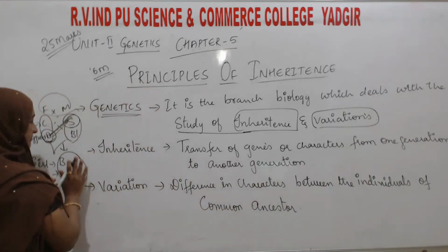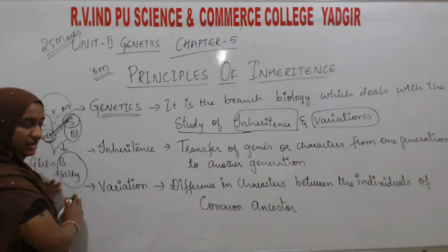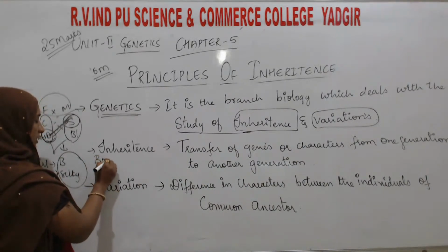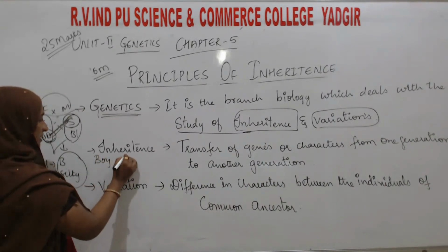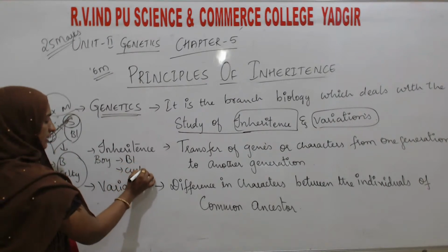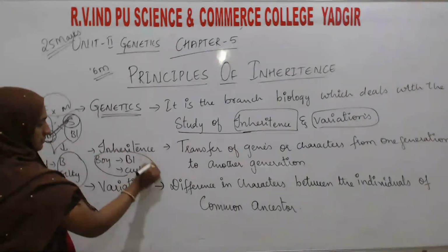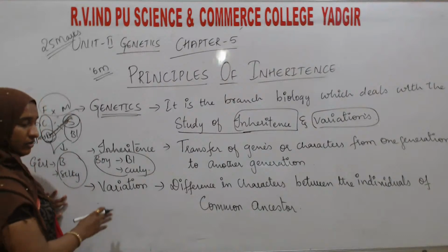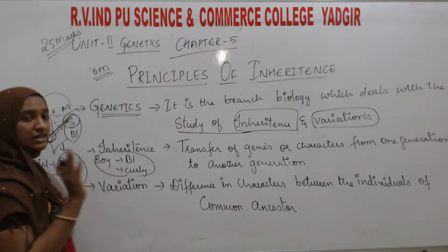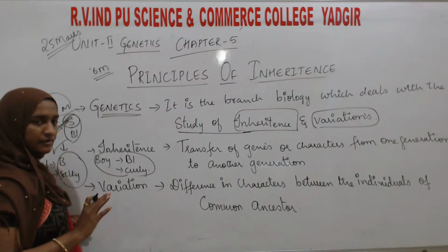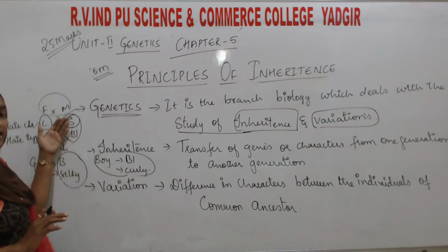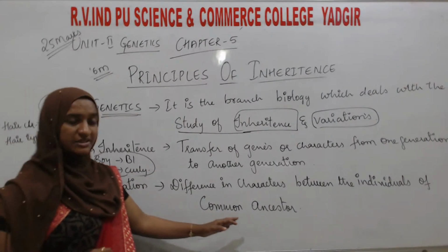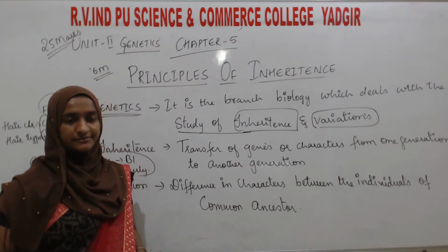Common ancestor means, here we have taken the girl child. One more, that is a boy child, who will be having a black color and curly hair. So they both are not at all similar. They both are totally different from their parents. Ancestor means the parents.